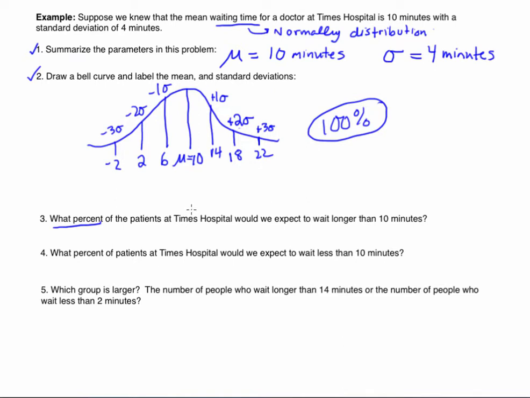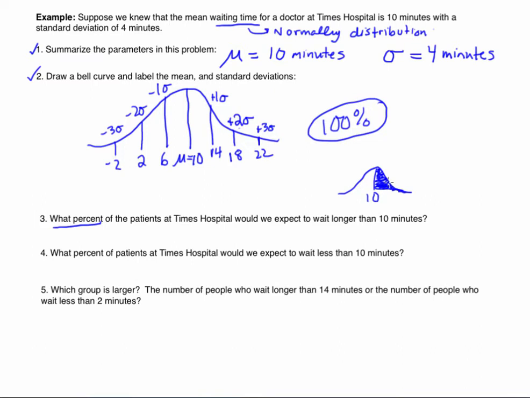So if we were to draw this bell curve one more time here, I know 10's in the middle. And what I'm trying to describe is what percent of patients would we expect to wait longer than 10 minutes. So what I'm looking for is what area is above 10.